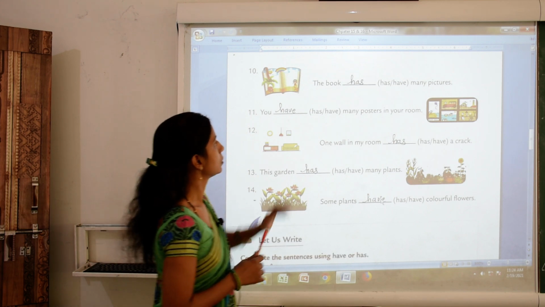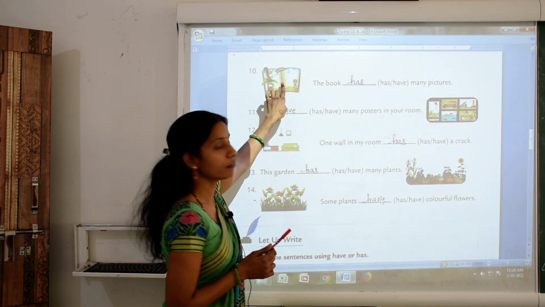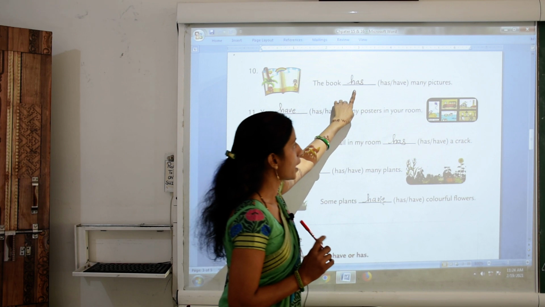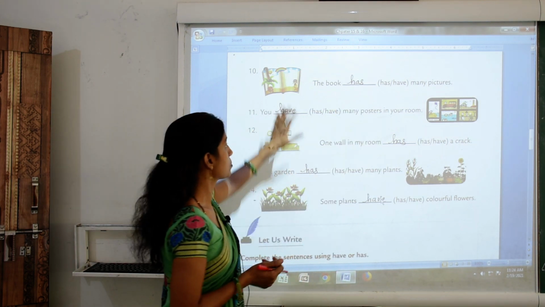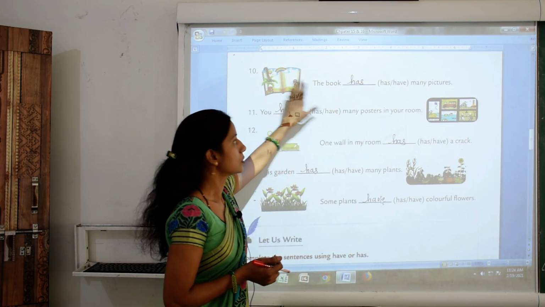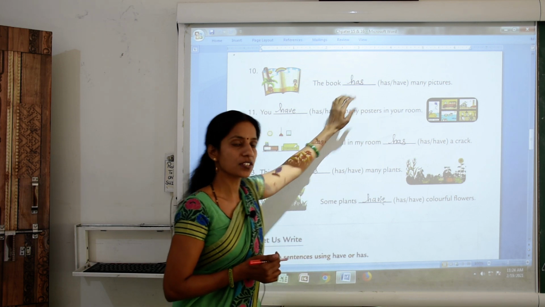Number 10, the book means only one book. The book has many pictures. In this book, so many pictures. The book has many pictures.